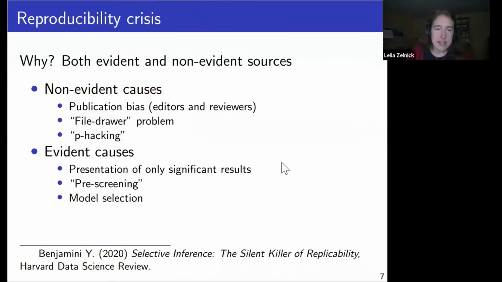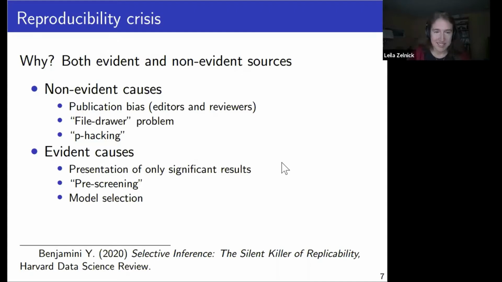Okay, so a more recent white paper by Yoav Benjamini in the Harvard Data Science Review on this problem parsed the causes of the reproducibility crisis into two categories, what he called non-evident and evident causes. So non-evident causes are those that are not necessarily apparent from reading a published manuscript. So for example, that might include publication bias, the fact that editors and reviewers tend to look more favorably on results that are statistically significant. The flip side of that is the file drawer problem. The fact that researchers themselves may be less interested in or have trouble publishing non-significant results.